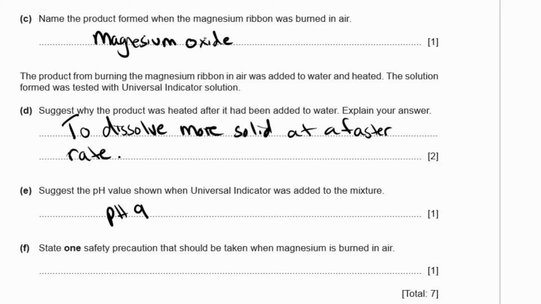And F, state one safety precaution that should be taken when magnesium is burned in air. Now, the biggest safety concern with magnesium being burnt is the fact that the burning is so bright. It's not like most of the things you burn. It is so bright it can easily damage your eyes. So first of all, one thing you could say is goggles. Wear safety goggles. Okay, goggles will protect your eyes because you don't want sparks of magnesium flying into your eyes. That would be very, very painful.